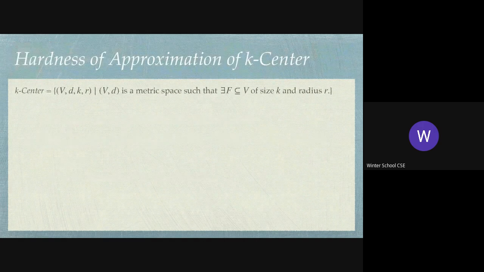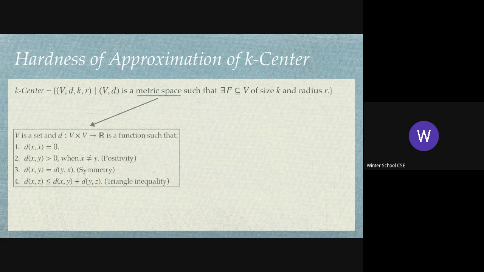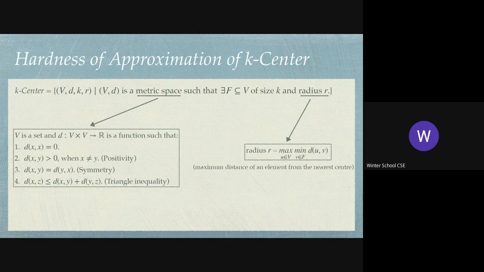I guess there is no need to go over the definition again, but still. In the decision version of the k-center problem, you get V, D, k, and R, where (V, D) is a metric space, and you have to tell whether there exists a k-center of radius R. And what is radius? Radius is basically the maximum distance of an element from its nearest center. Right, so this was the k-center problem.